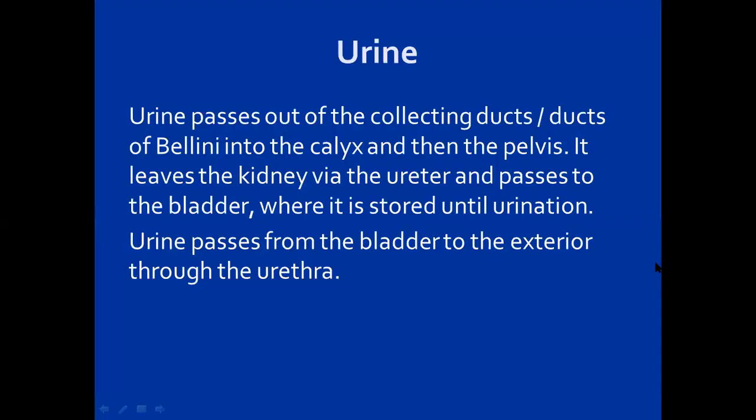So urine passes out of the collecting ducts, or the ducts of Bellini, into the calyx, and then into the pelvis. It leaves the kidney via the ureter and passes to the bladder, where it is stored until urination. Urine passes from the bladder to the exterior through the urethra.